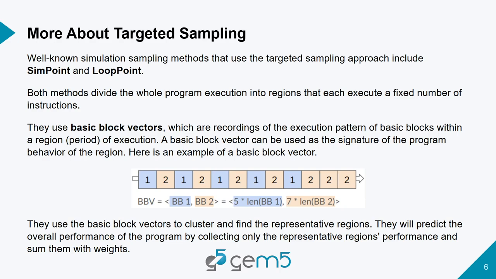For both SimPoint and LoopPoint, they use something called a basic block vector to classify the characteristics of the program behavior. Here is a really simple example of what a basic block vector looks like. Imagine a program that only has two basic blocks, and we execute it in some pattern here, and our basic block vector looks like a vector with 5 of basic block 1 and 7 of basic block 2. It does not record the order, but it records the frequency with which each basic block has been executed. Is there any question on this? Okay.